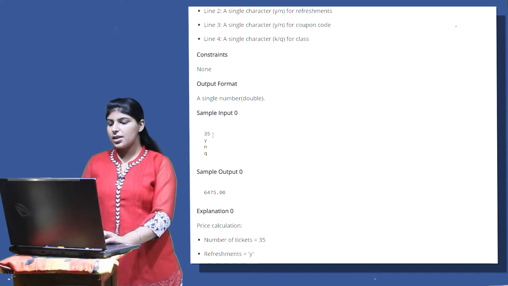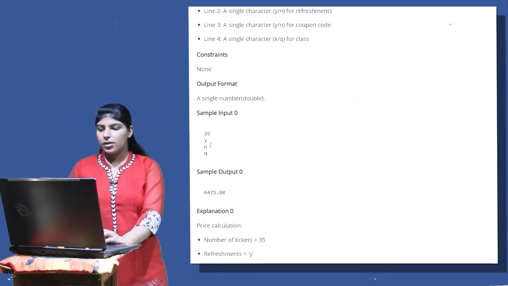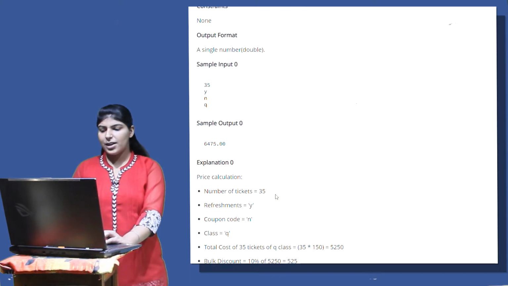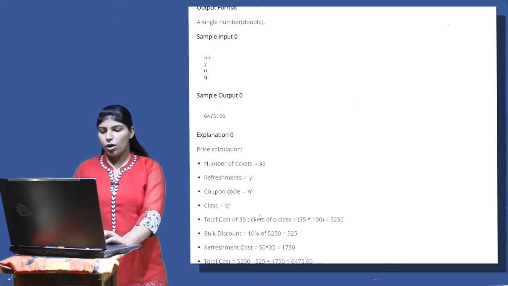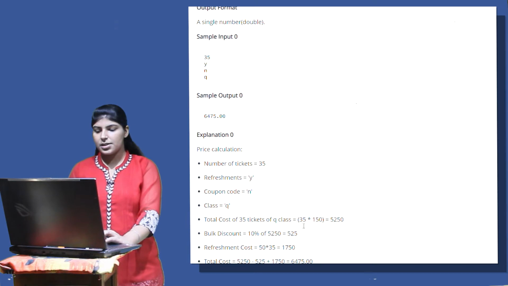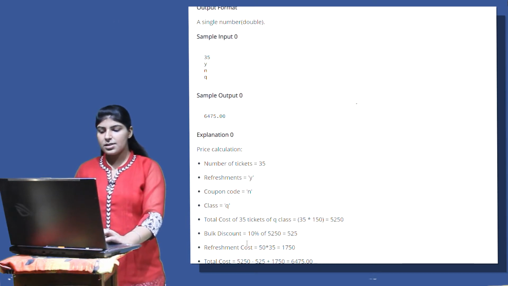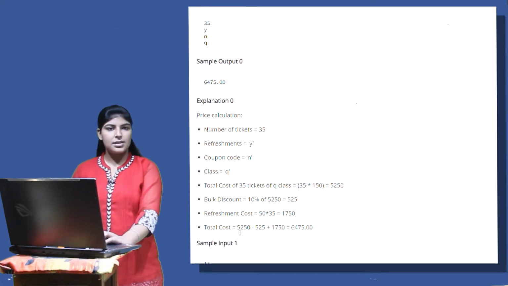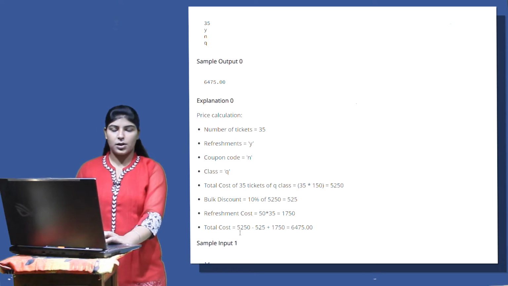So for the first test case, there are 35 tickets. The refreshment is opted. There is no coupon code submitted and Q class is there. For that, we calculated the price. We had 35 tickets, so the cost of Q class 35 tickets is calculated as 5250. Now this number of tickets is more than 20, so we are offering a bulk discount of 10%. Refreshment cost is added as 50 into number of tickets. So this is the refreshment cost. Total cost will be the cost minus the discount plus the refreshment cost.